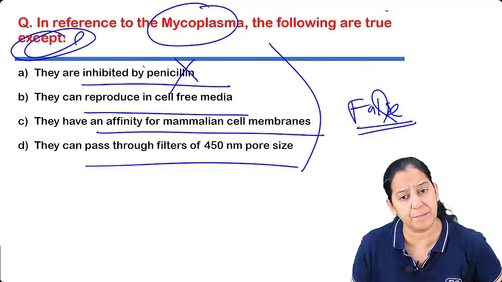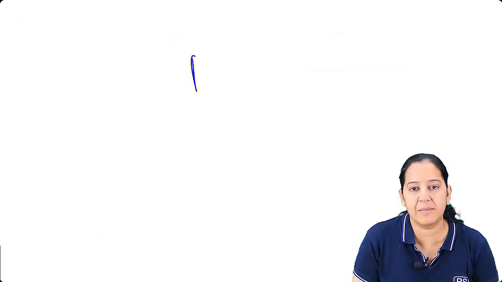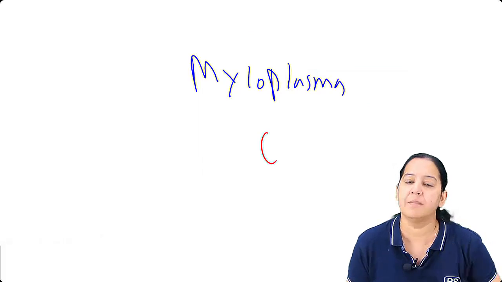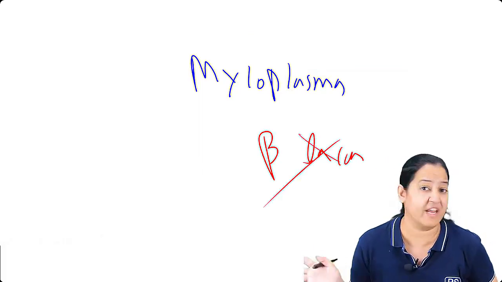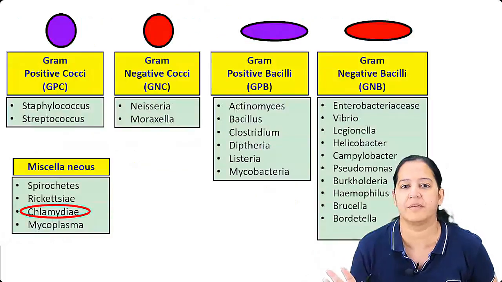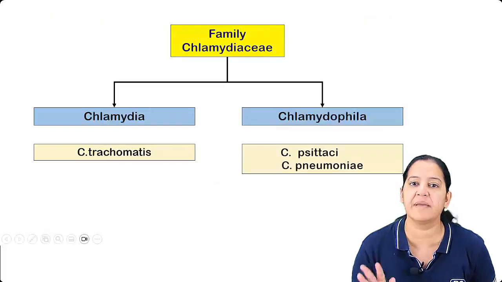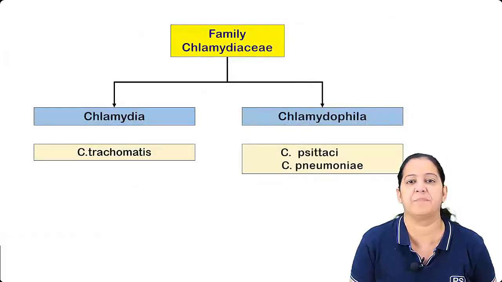This question is a repeated PYQ in various languages. The concept is the same. We cannot kill mycoplasma by using beta-lactam antibiotics. Any beta-lactam, we cannot. Please learn the concept. So we are done. Coming to the next chapter, chlamydia. The last chapter we are coming to is chlamydia and spirochetes. So let's come to chlamydia.